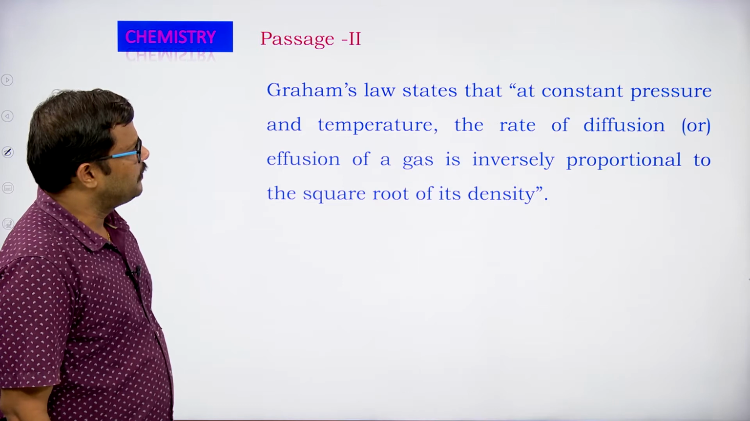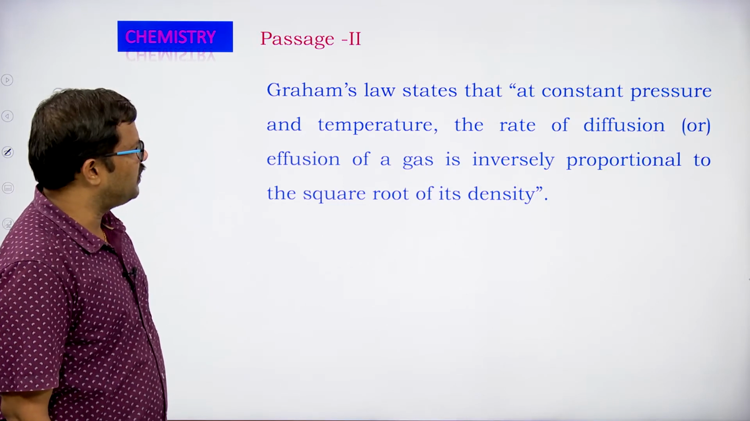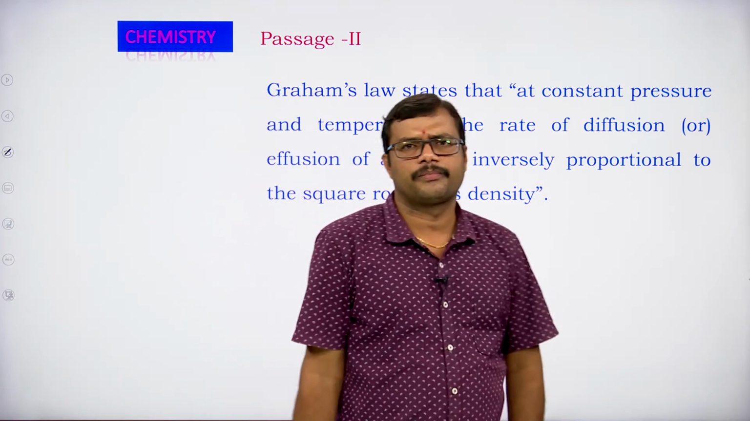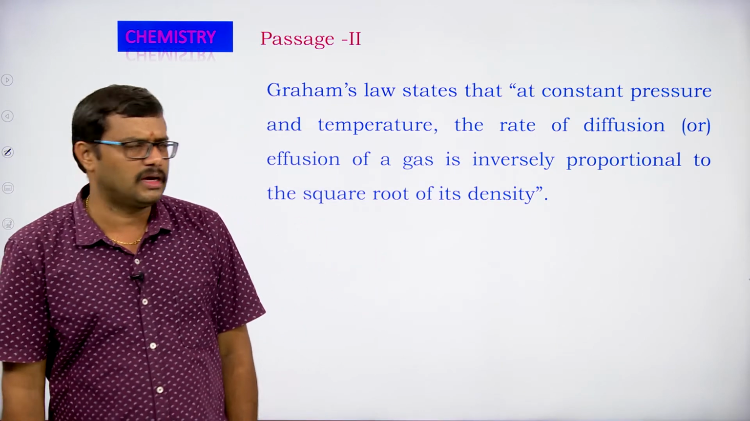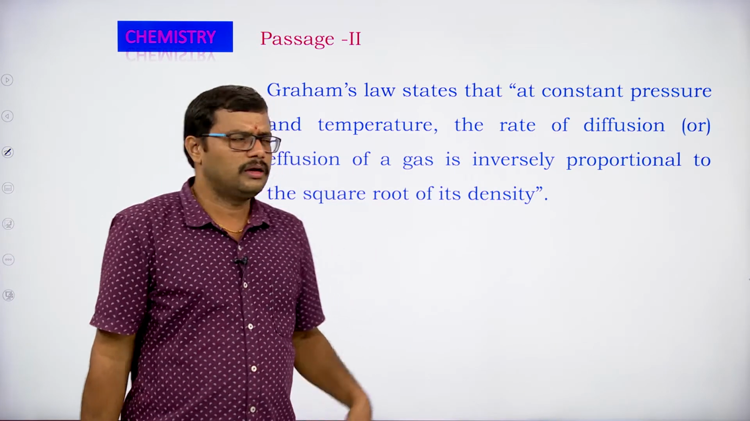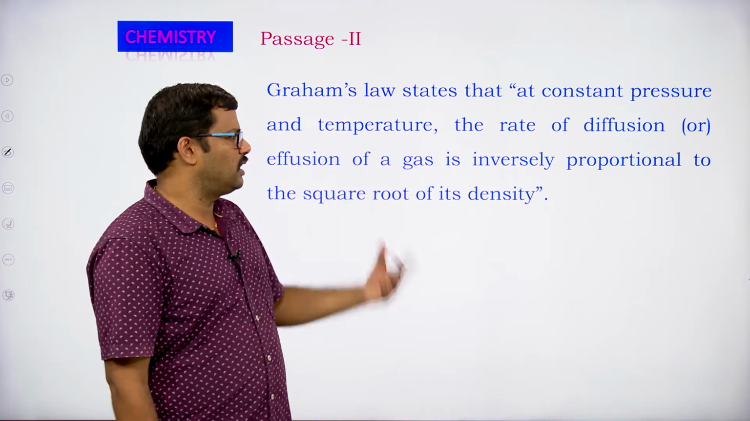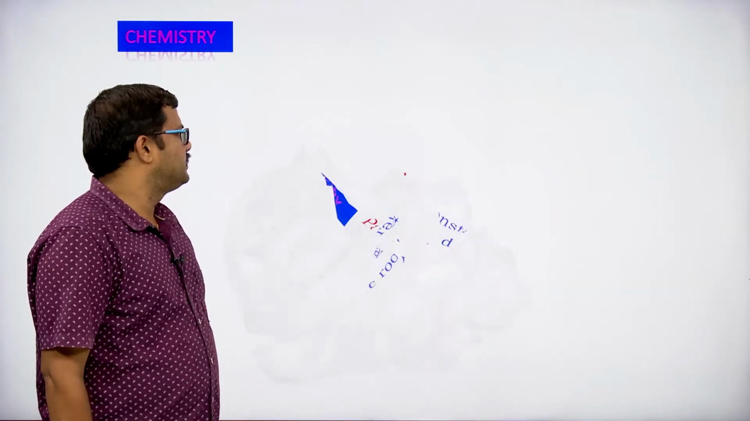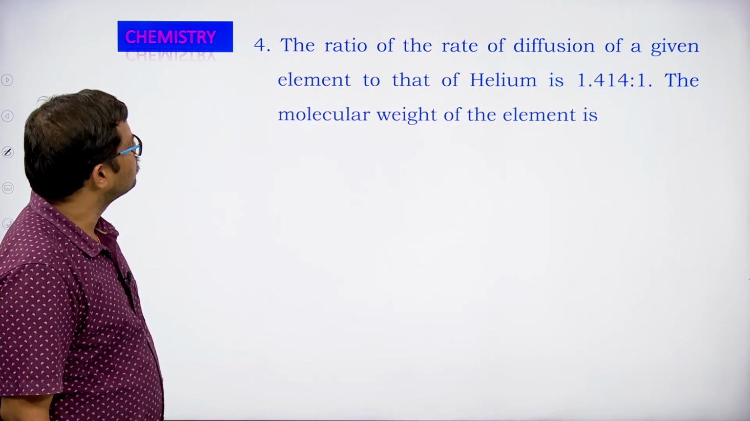Graham's law states that at constant pressure and temperature, the rate of diffusion or effusion of a gas is inversely proportional to the square root of its density. This is the statement given by Graham's law. We have seen in the previous class how Graham's law is given, and how the parameters are related to one another, rate of diffusion or rate of effusion. Let us see the questions given with respect to this passage.